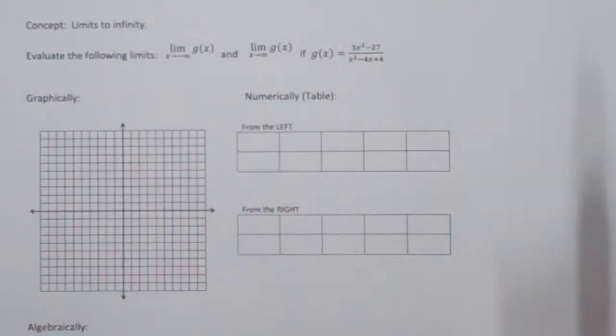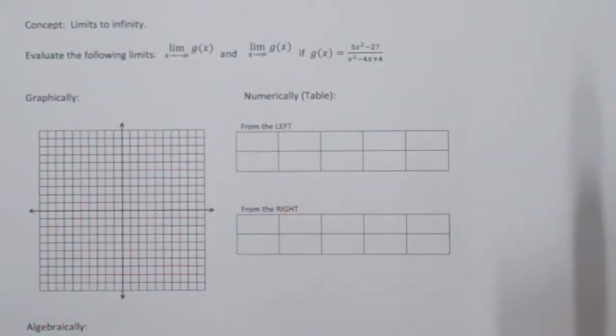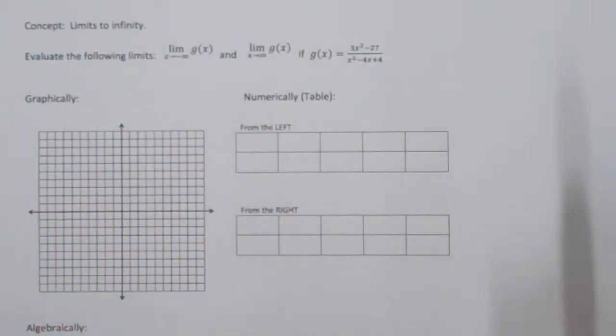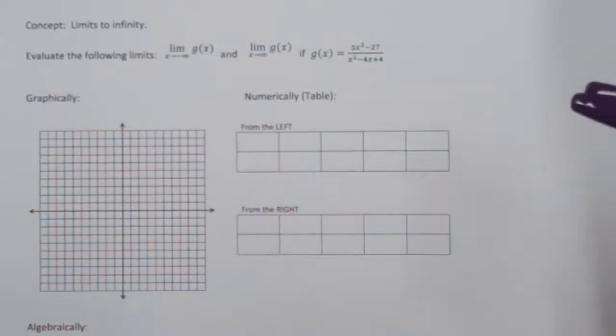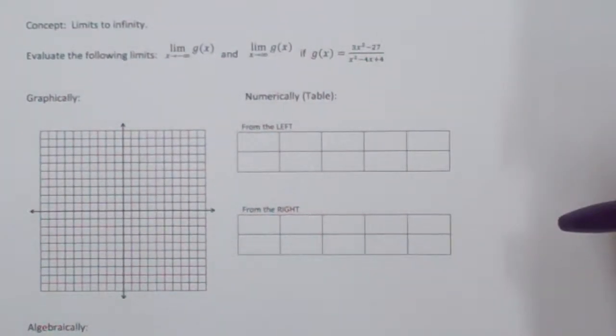I shouldn't say left or right hand limits because we're not doing those. Those don't exist for negative infinity or infinity. Can't go to the left or right of infinity. It's just a concept. And g of x is listed over here.